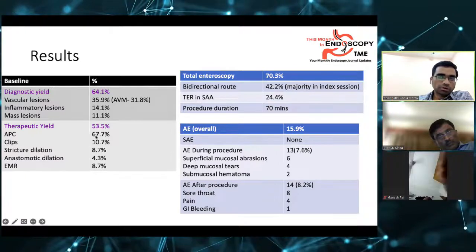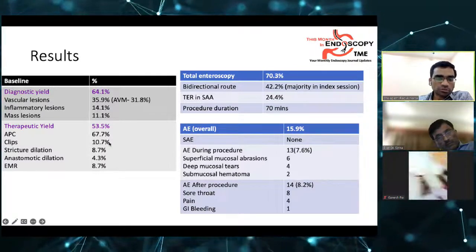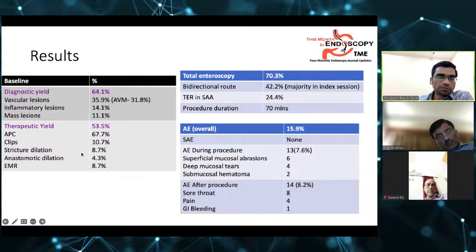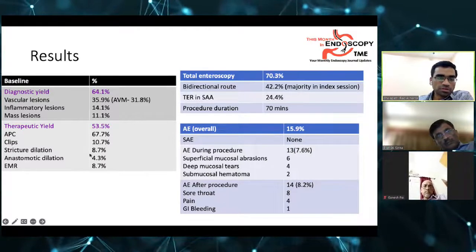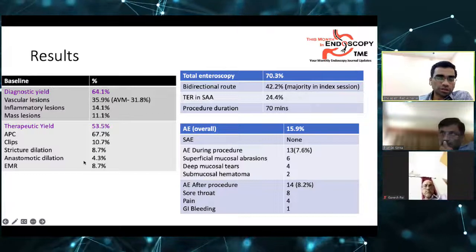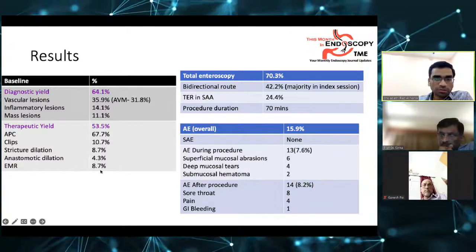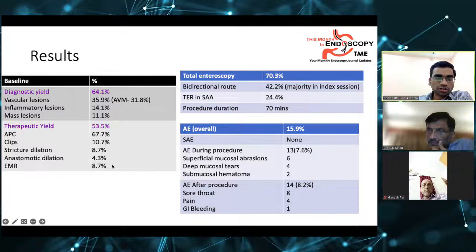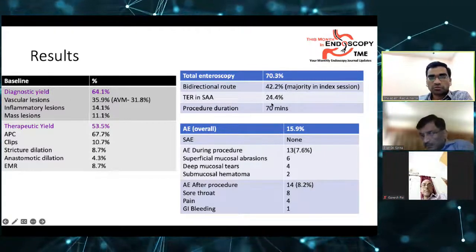APC was the common procedure done in 2/3 of these patients. In 10% of patients, clips were placed. Around 8% of patients had stricture dilatation done. Anastomotic dilatation was done in surgically altered anatomy patients in up to 4.3%. EMR of tumors was done in around 8.7% of patients.